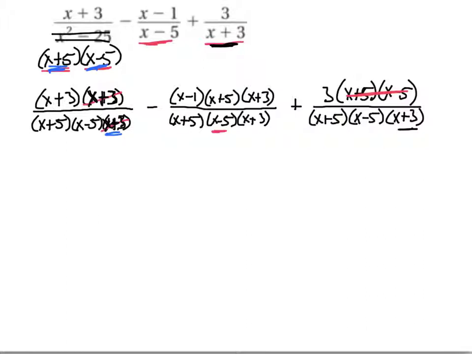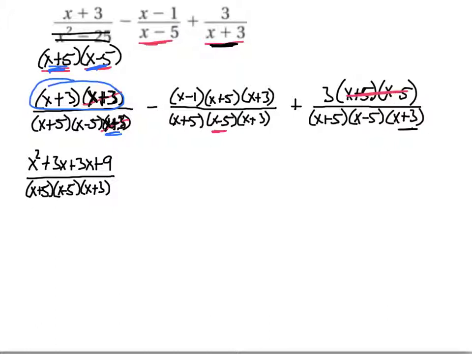All right, so let's go ahead and take a look at what we have now. We have a lot of multiplication to do. All right, so in this first fraction, I've got to FOIL these two binomials, excuse me, to make a trinomial. So I'm going to do that quick. We have x squared plus 3x plus 3x plus 9 over our common denominator.